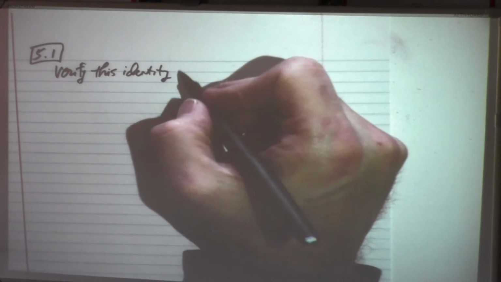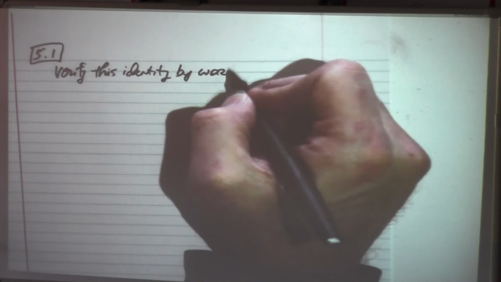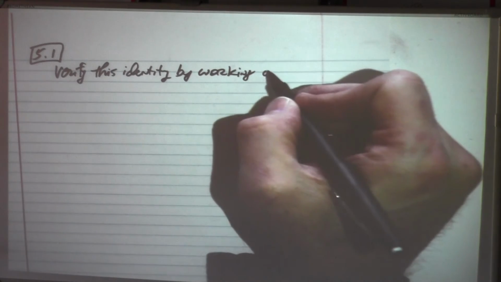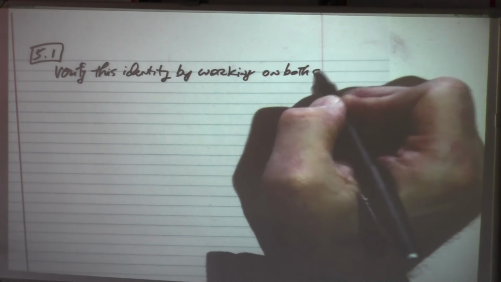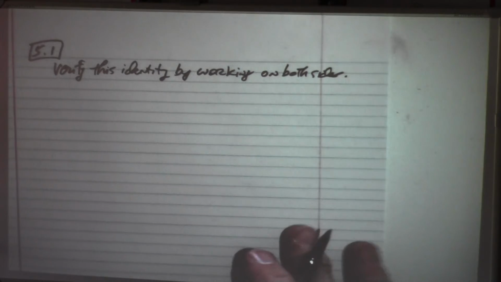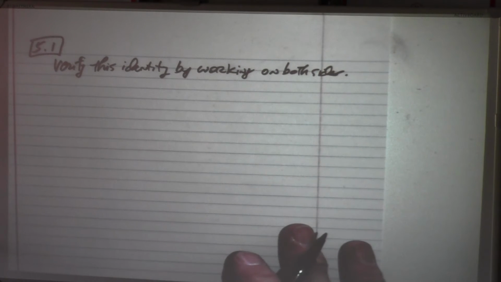And we're going to verify this identity by working on both sides. So if you're told to do that, then you're not only allowed to, you have to do something on both sides.